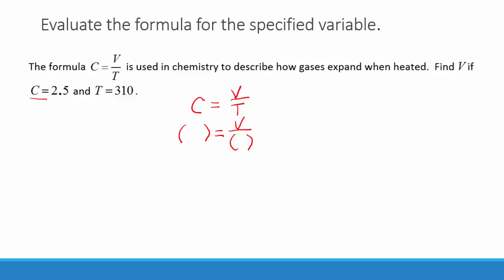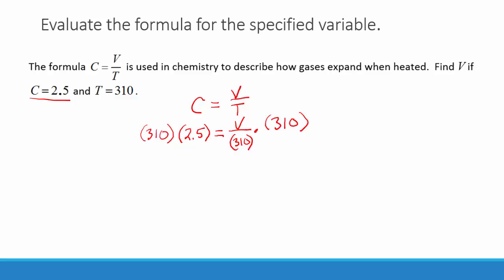We will replace C with 2.5 and we will replace T with 310. Now we need to solve for V. In order to solve for V, we must move 310. The 310 is attached to the V by division. To undo division, we will multiply both sides by 310.